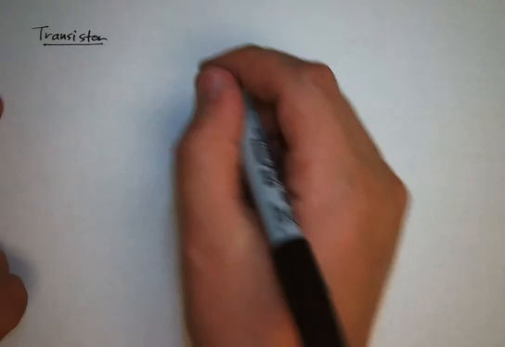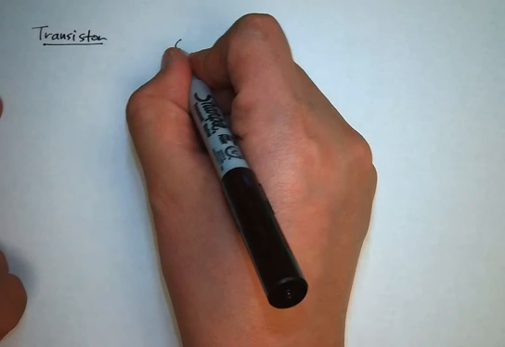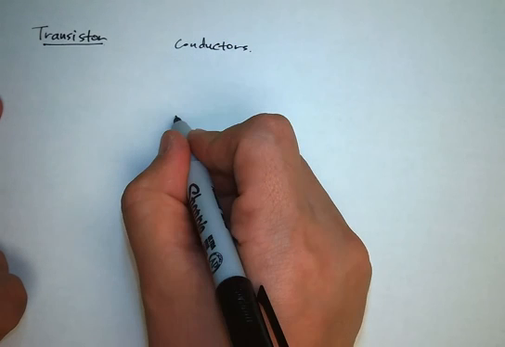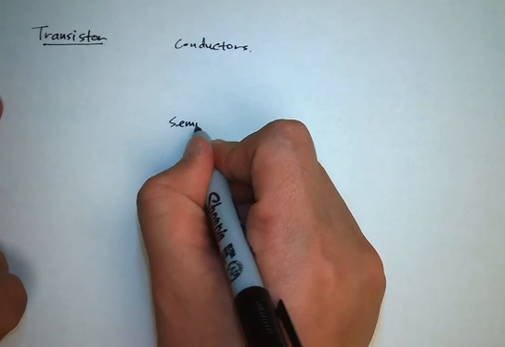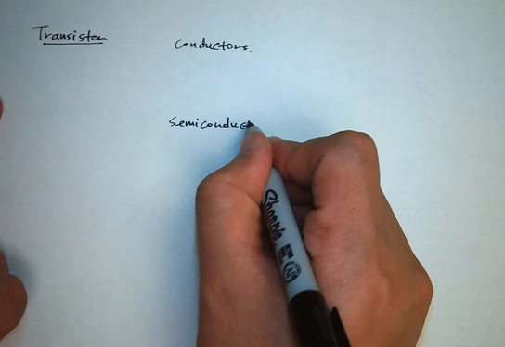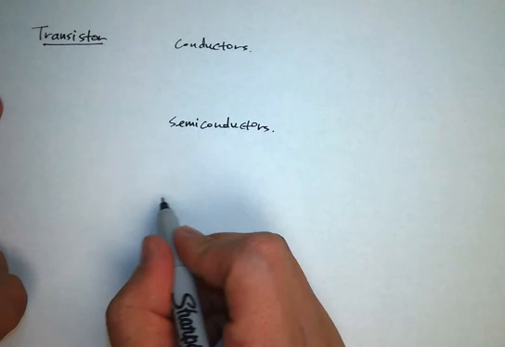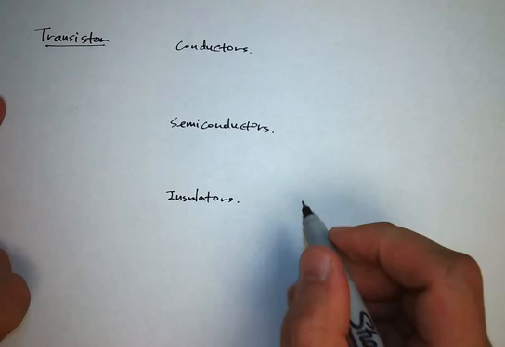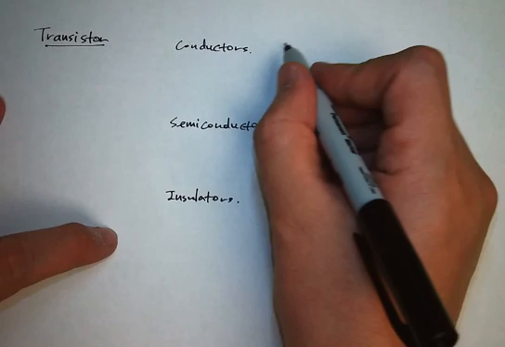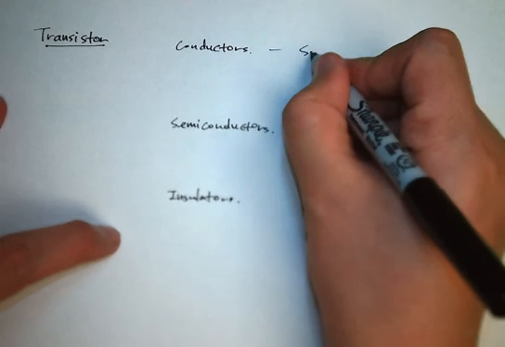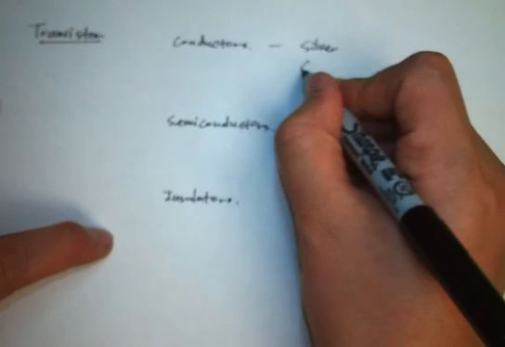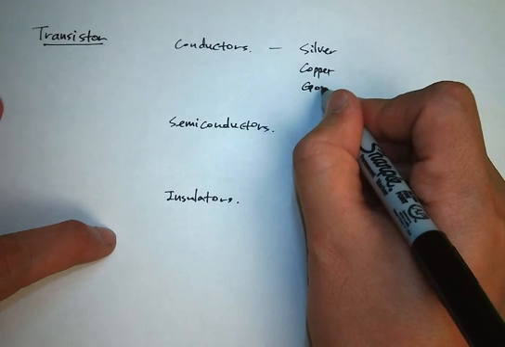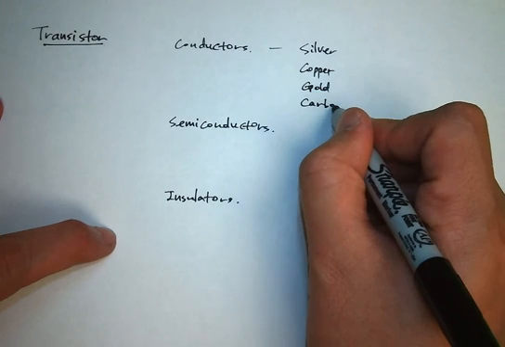So before, we have materials that are conductors, and we have semiconductors. Then we have insulators. So we have these three types of material. Here we had silver, copper, gold, carbon, all sorts of stuff in here.